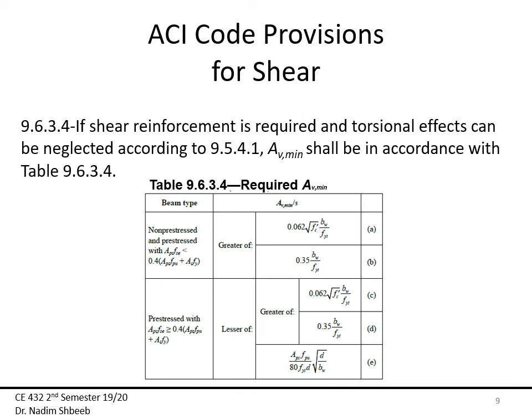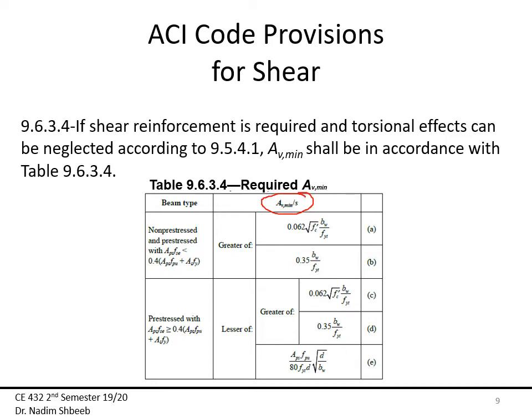Moving on, if shear reinforcement is required, then AV minimum over S, again S being the spacing, should be the greater of 0.06 square root f prime c b web divided by FYT, which is again the yield strength of the steel used. It could be 420 or 280, depending on what type of shear steel you are using, or 0.35 b web over FYT.